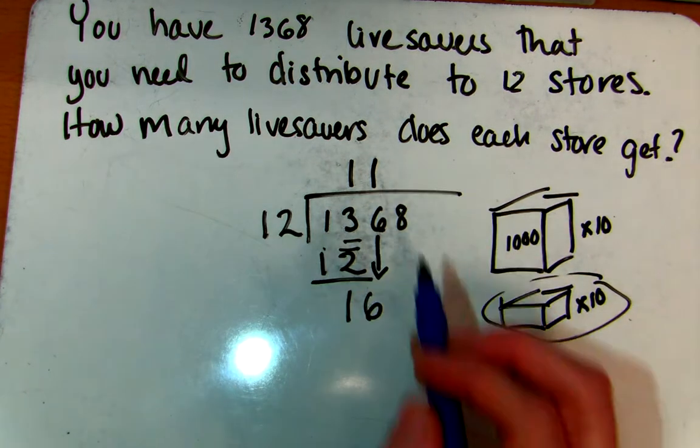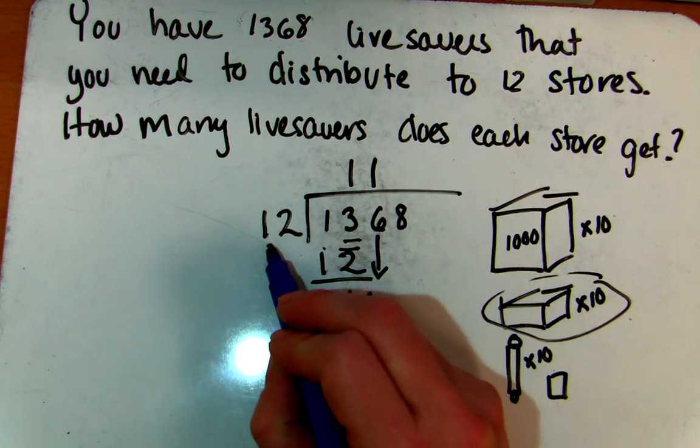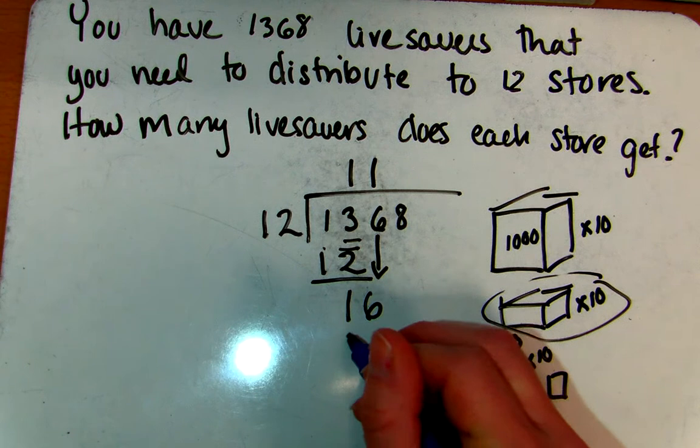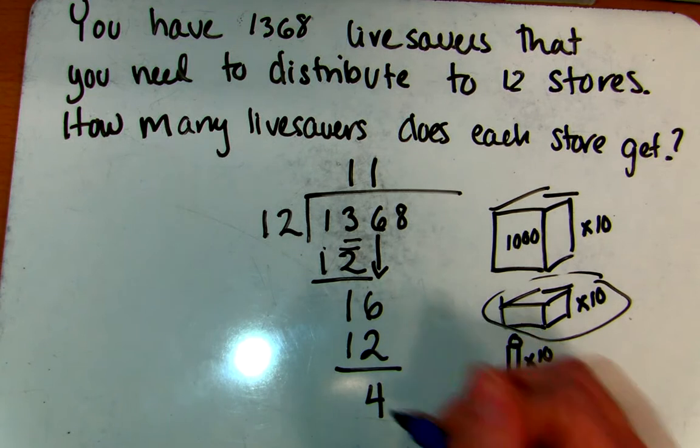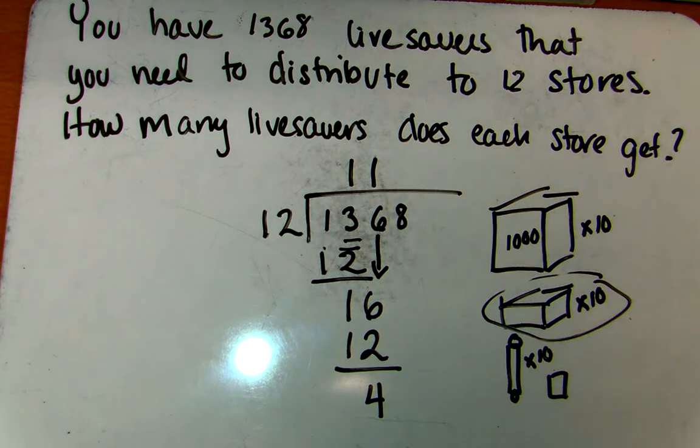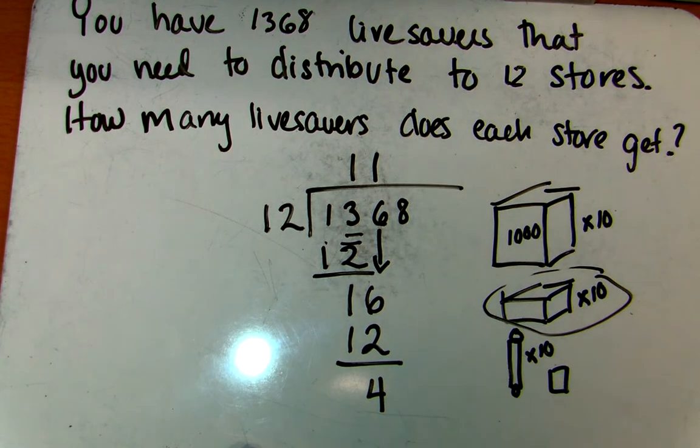1 times 12, I've got 1 roll in each group, 12 groups, and I'm going to use up 12 rolls of Lifesavers. I only have 4 left, and I can't fill those 12 groups with only those 4 without doing some exchanging again. So I've got 4 rolls left over, okay? Because I used up 12. I had 16 of them. I used up 12, and I have 4 left over.